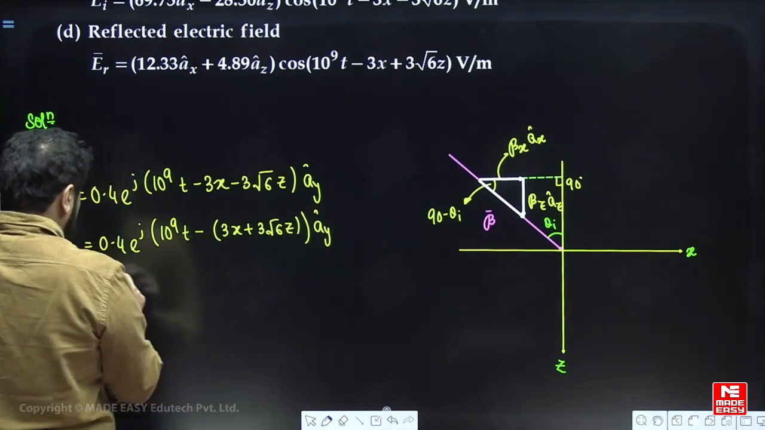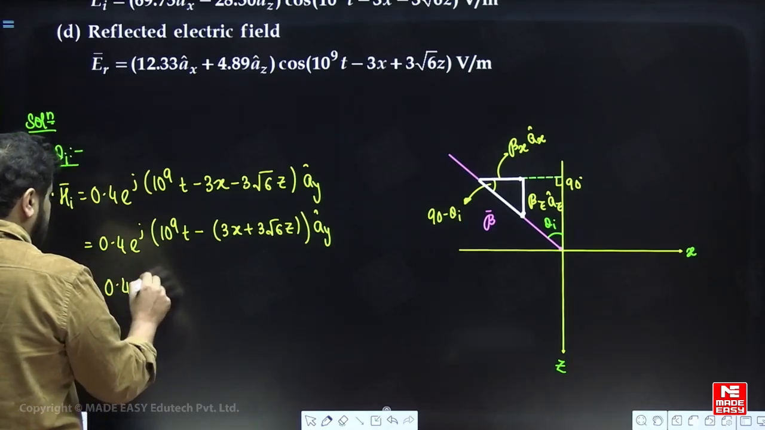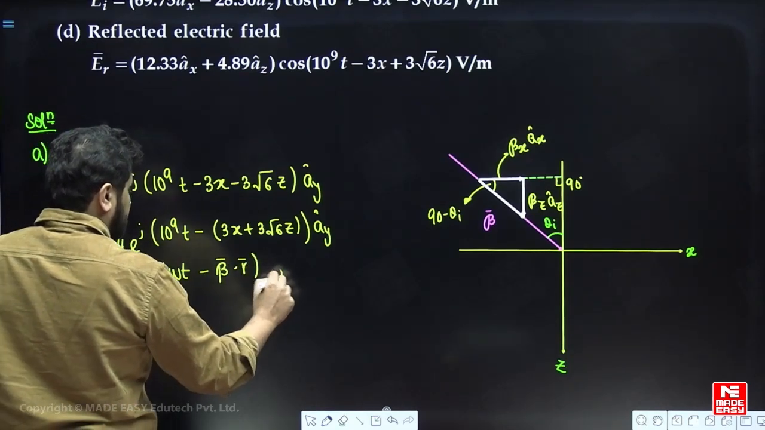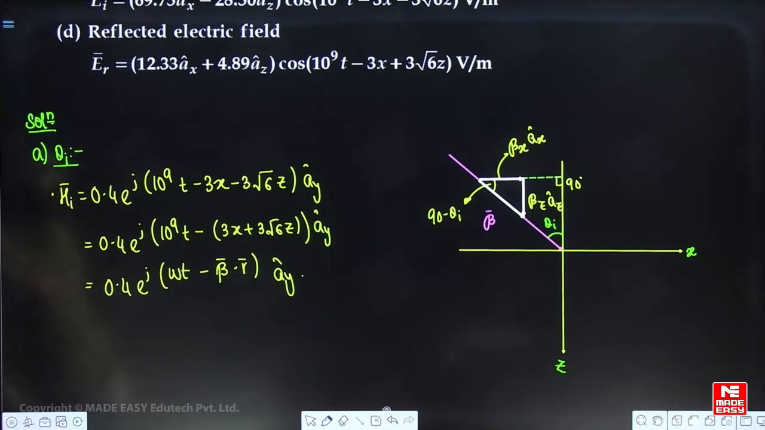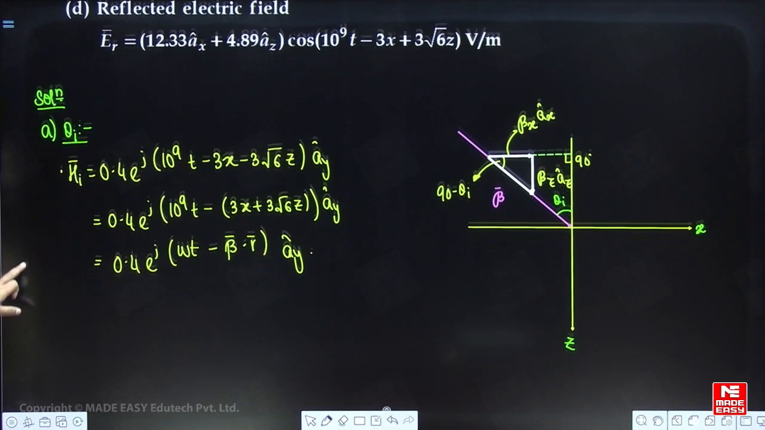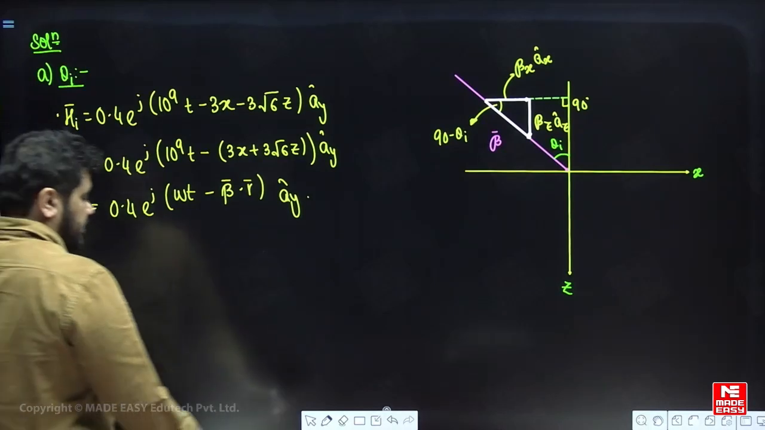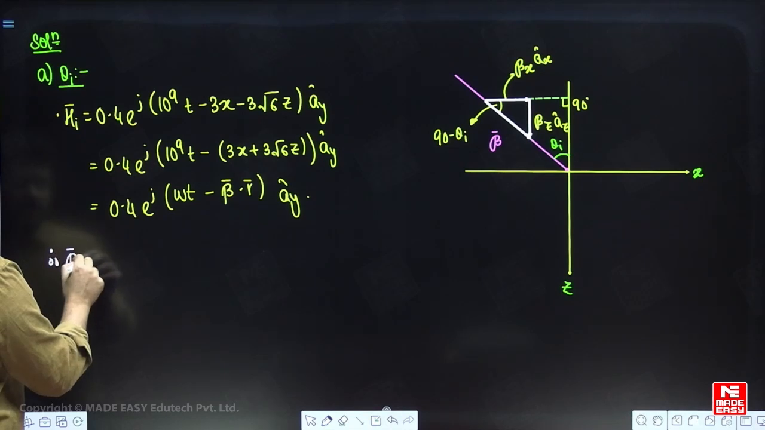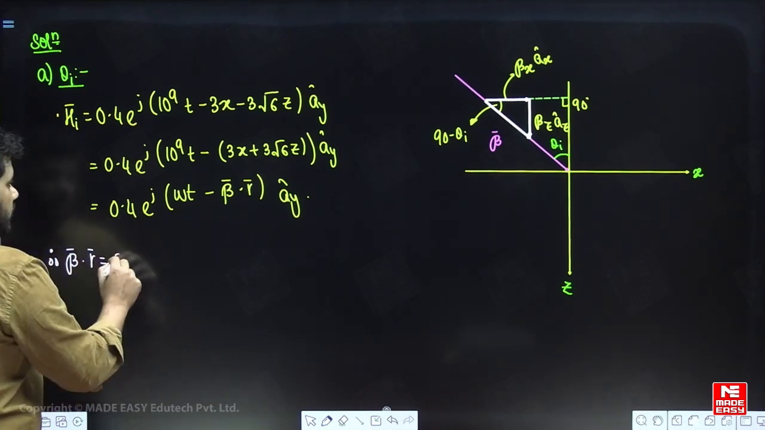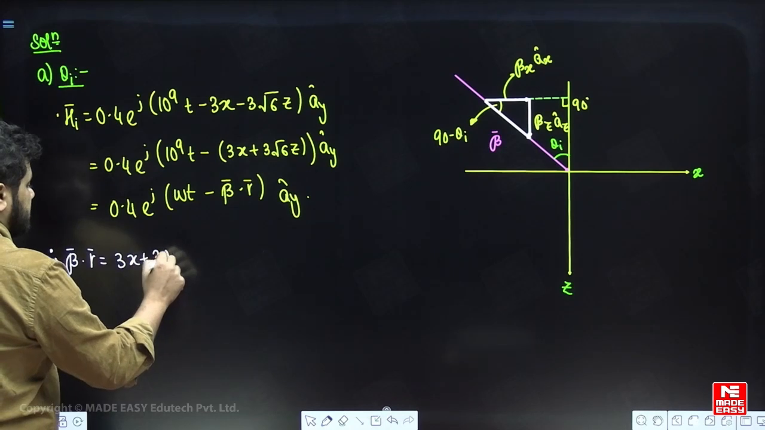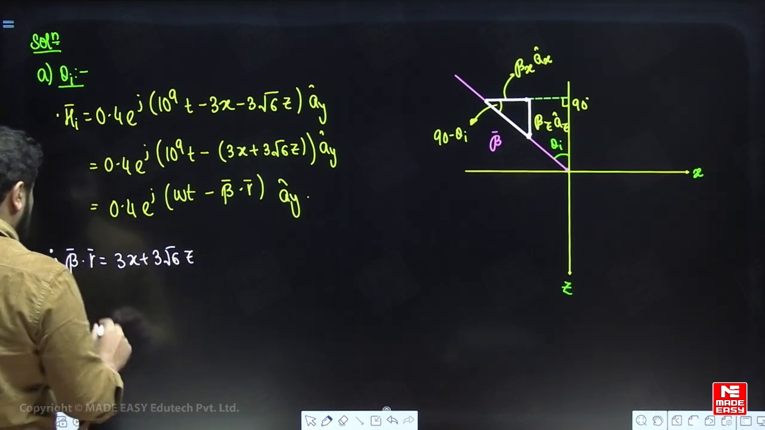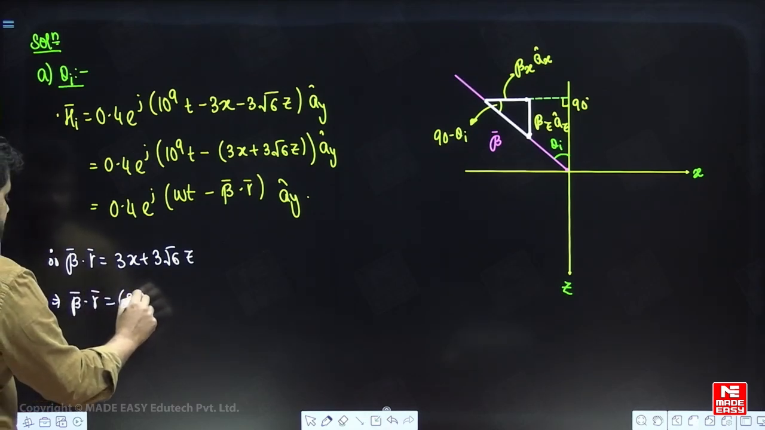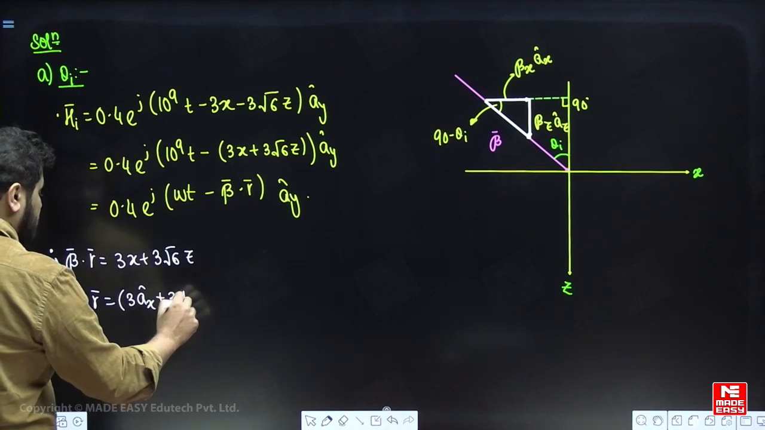So this is nothing but, in which format is it now? It is e to the power j(ωt − β·r) in the direction of ay, correct? So this equation is given in this format. What we can infer here is, what is β·r? So β·r is equal to 3x + 3√6 z, right? From here I can say that β·r can be written as 3ax + 3√6 az.